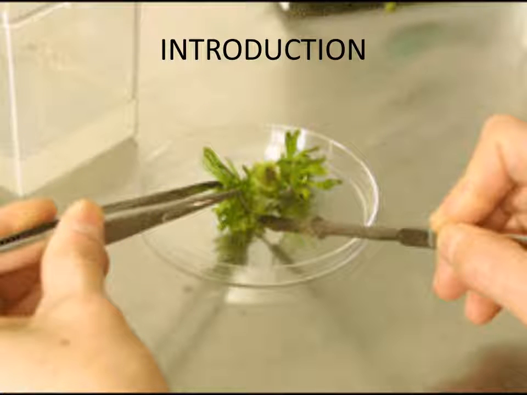Coming to the introduction, what exactly is plant tissue culture? It is the cultivation of plants from seeds or organs or any part of the plant, and it is done under aseptic conditions and in nutrient medium. An explant is any part of the plant that is taken, that is root, stem, leaf. And what is totipotency? Totipotency is the ability of cells to develop into a whole plant.